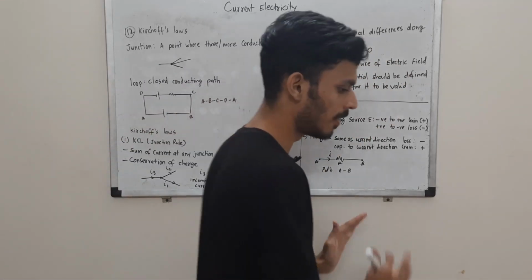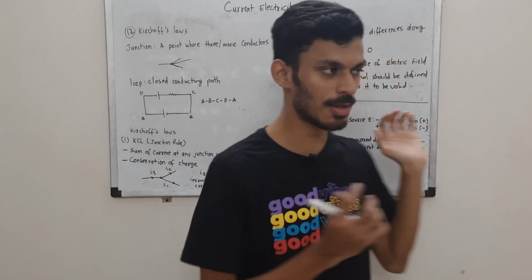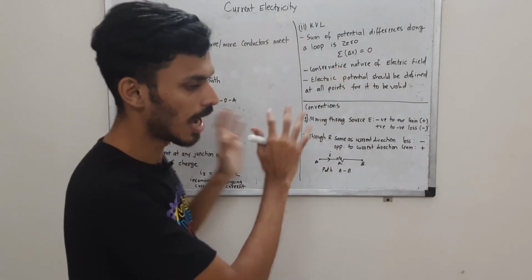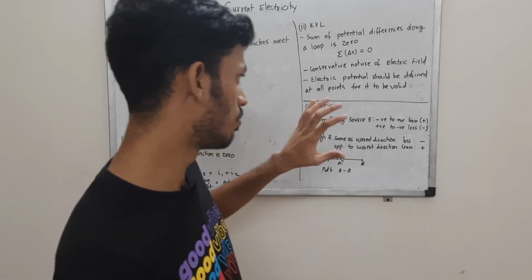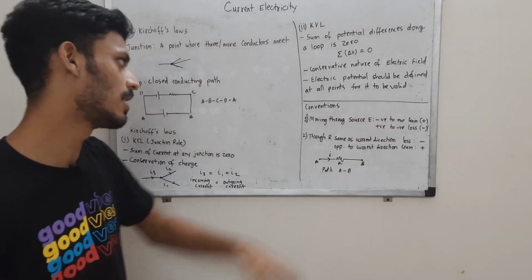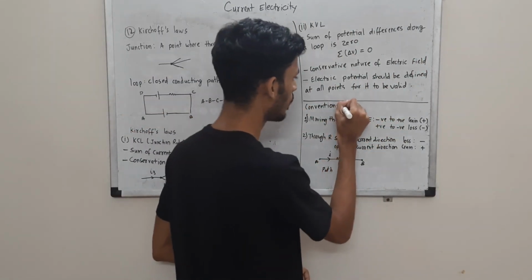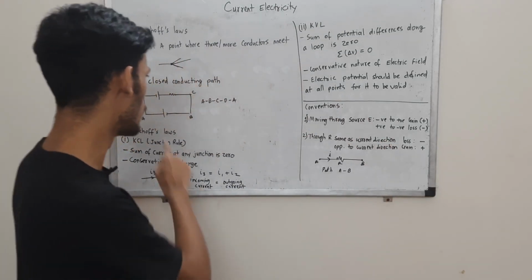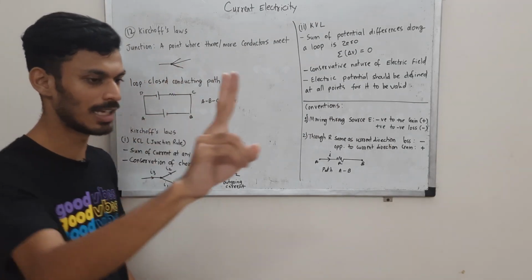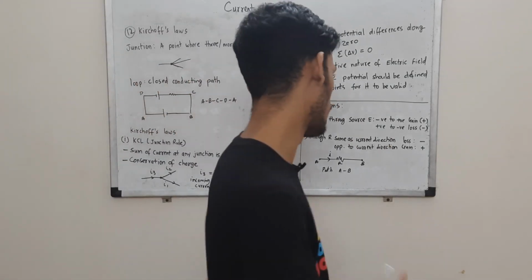The two conventions are the most important part. This is the problem solving part; the earlier was the theory and the idea behind Kirchhoff's law. But the thing that will help you solve these questions are these conventions, the only two conventions. One is when you're moving through the source, through the battery, and second when you're moving through a resistor. Let's see them.